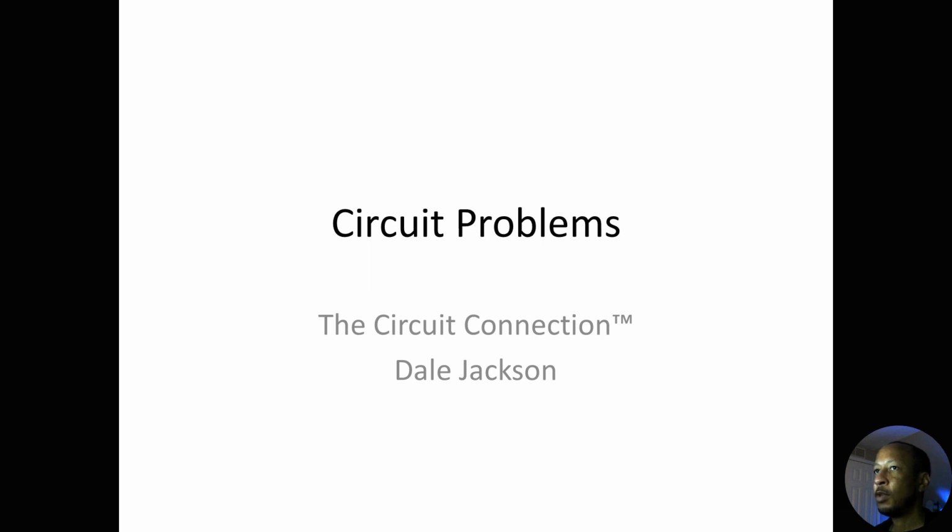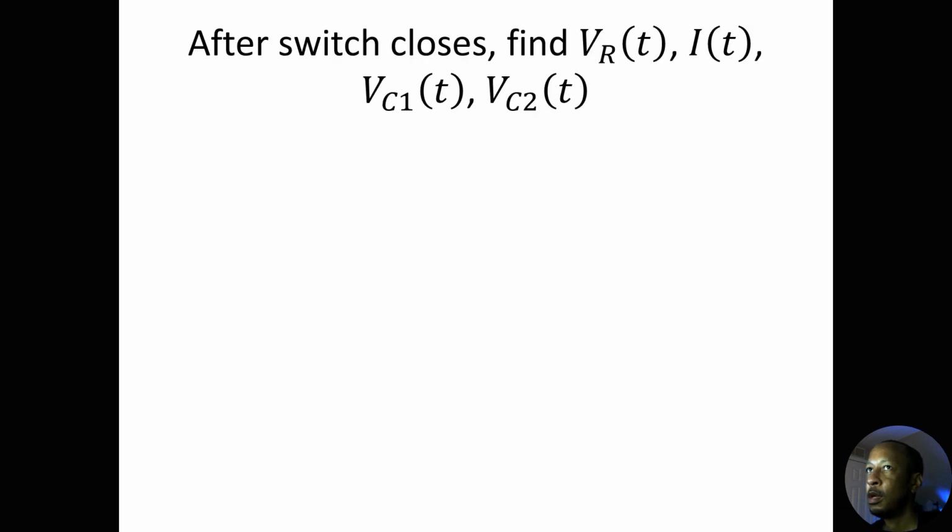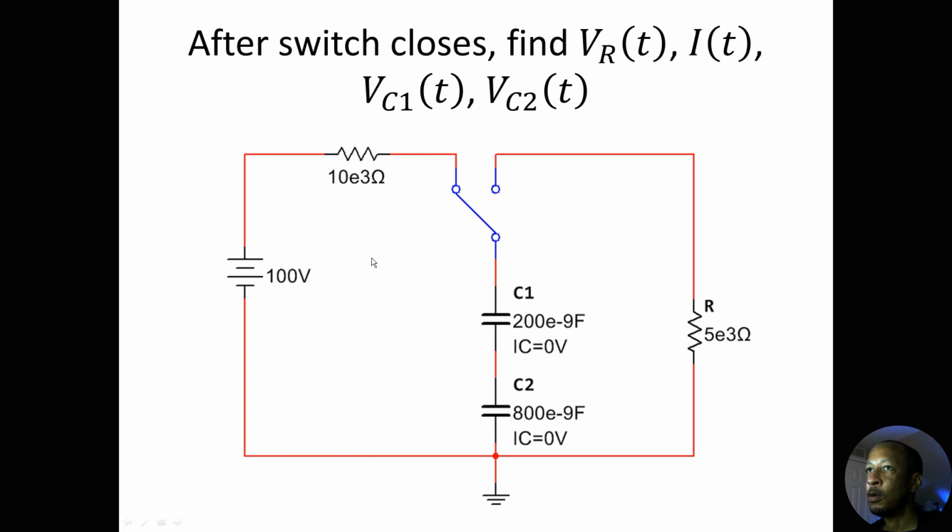Okay, so in this lecture I'll be talking about a circuit problem. The circuit problem is that after the switch closes, find VR of t, I of t, VC1 of t, and VC2 of t. This is the switch, and when it closes, we're going to find these variables. This is just a charge up resistor here. You have a 100-volt source here doing the charging. So that is the circuit, and the objective again is to find VR of t, I of t, VC1 of t, VC2 of t, and here's C1 and here's C2.